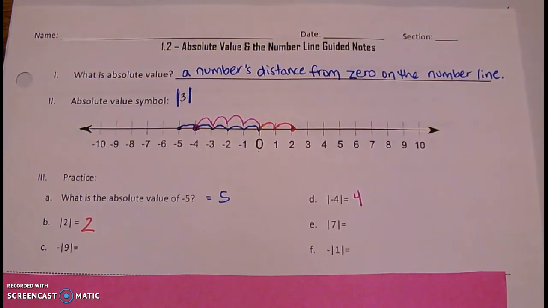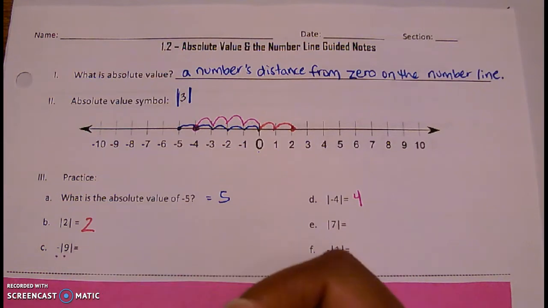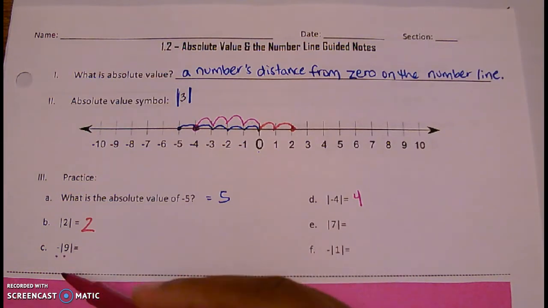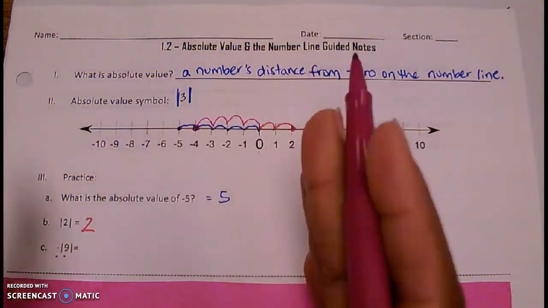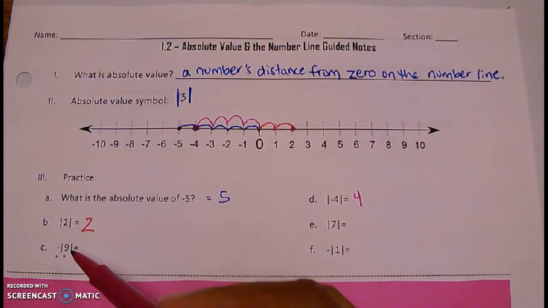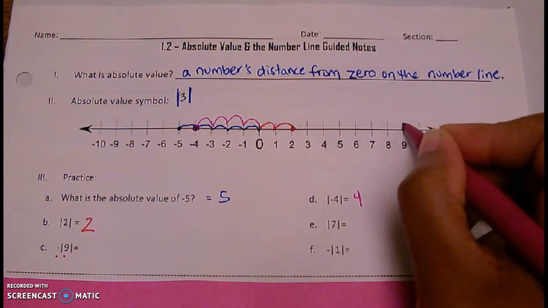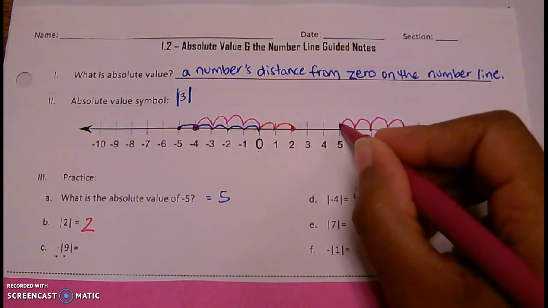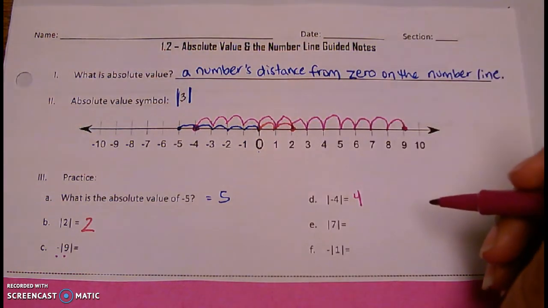Now, you may have problems that look like C. All right? We see this negative symbol outside of the absolute value line. Okay? The first thing you need to do is understand that first we're going to focus only on what's inside the boundaries of this absolute value line. And that's the number +9. So the question is, how far is 9 from 0? Let's find that. And then let's hop. 1, 2, 3, 4, 5, 6, 7, 8, 9. It's 9 units away from 0.